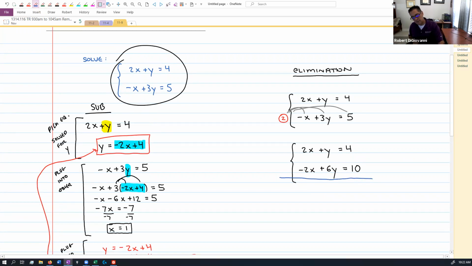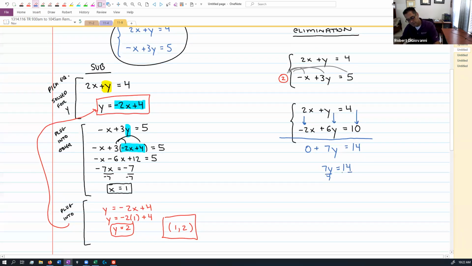Add straight down. If you add these down, it's gone. Plus, if you add these down, 7y. If you add these down, 14. So 7y is 14. Divide by 7. y is 2.